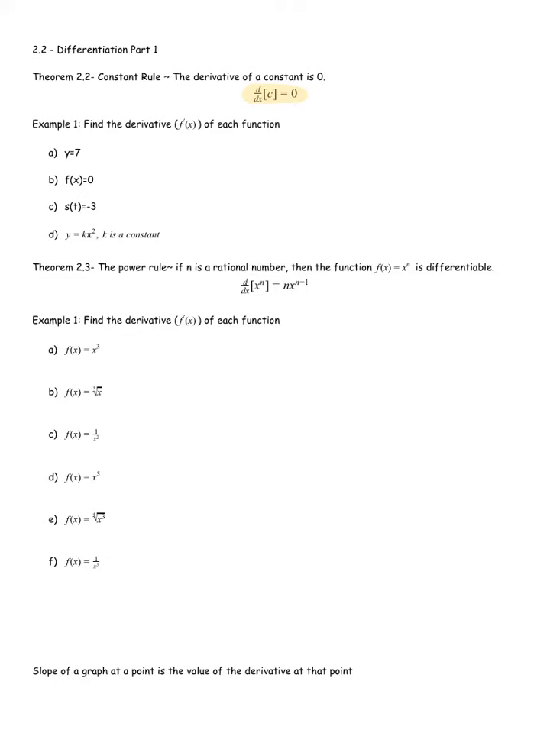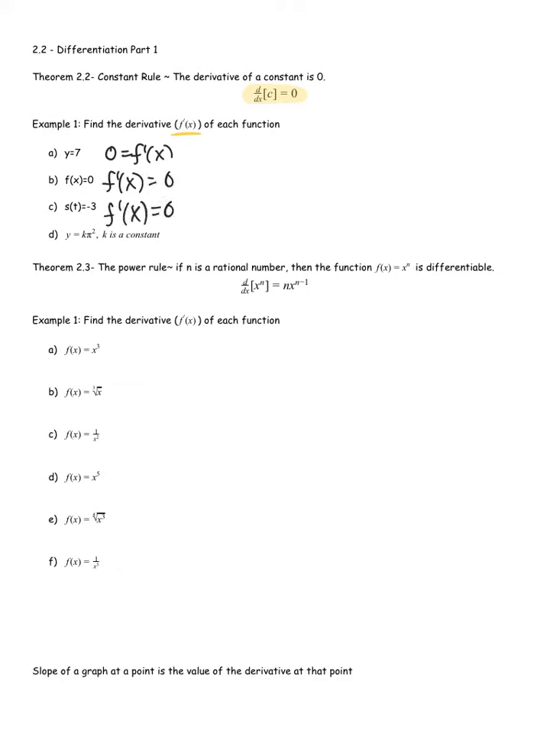So if we look here, find the derivative of each function, we call that f prime of x. So here, y equals 7, the derivative of that is just 0. So you can say f prime of x equals 0. Here, derivative of 0, 0. Derivative of negative 3, 0.